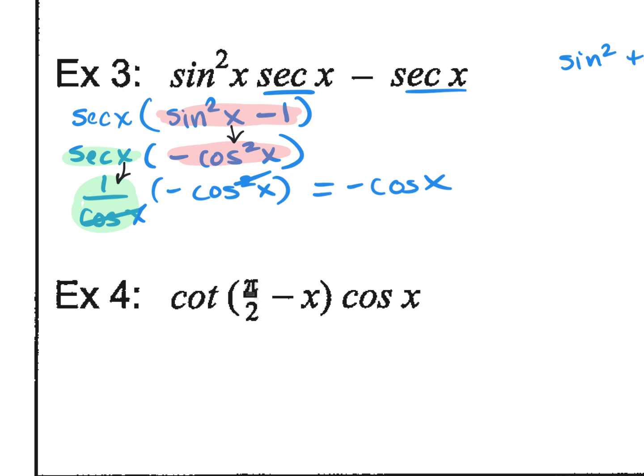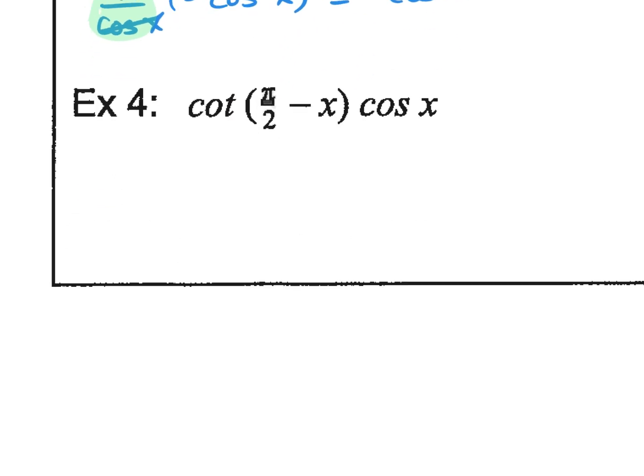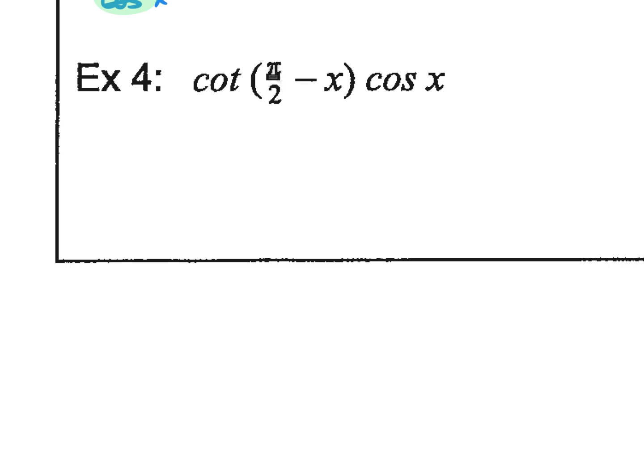Oh, okay. All right, number 4. What is cotangent of pi over 2 minus x? Look on your sheet. How do I know that I need to be looking at the cofunctions? Cotangent of pi over 2 minus x is what? That's tangent. Okay, so I can replace this with tangent of x, cosine of x.